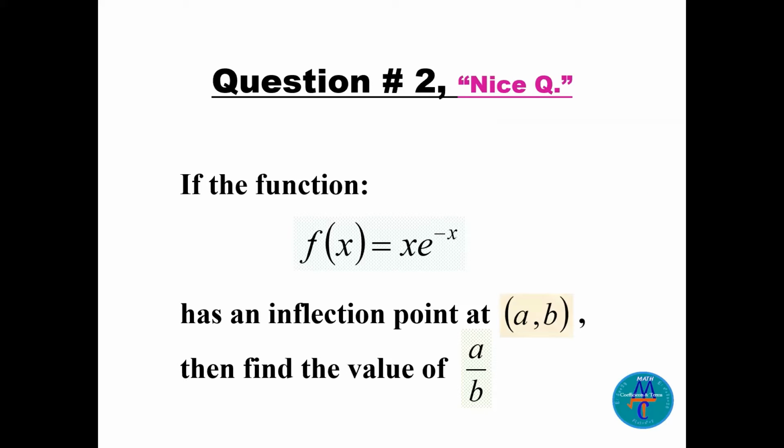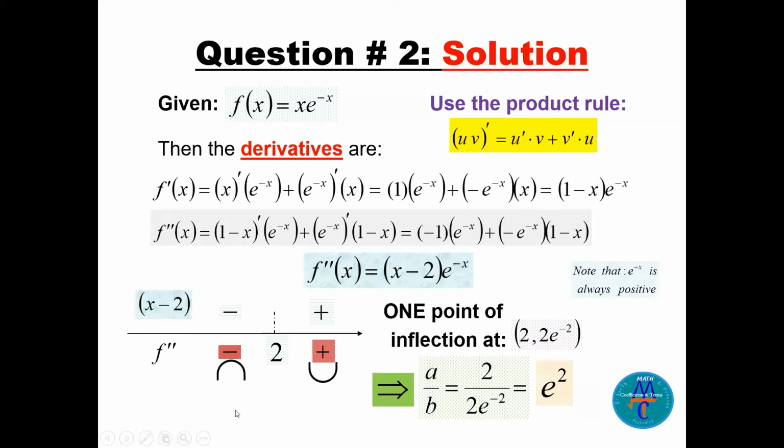Question number 2 is a nice question. If the function f of x is equal to x times e to the power minus x has an inflection point at (a, b), find the value of a over b. Same idea of question number 1. We will start by finding f prime.